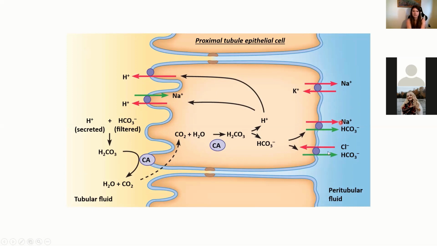And then we also have a counter-transport mechanism with our chloride ions. So sometimes we're going to be actively moving chloride ions into our tubule epithelial cells. And at the same time as we do that, we push our bicarbonate ions out of the cell. So that's another way we can reabsorb the bicarbonate ions.